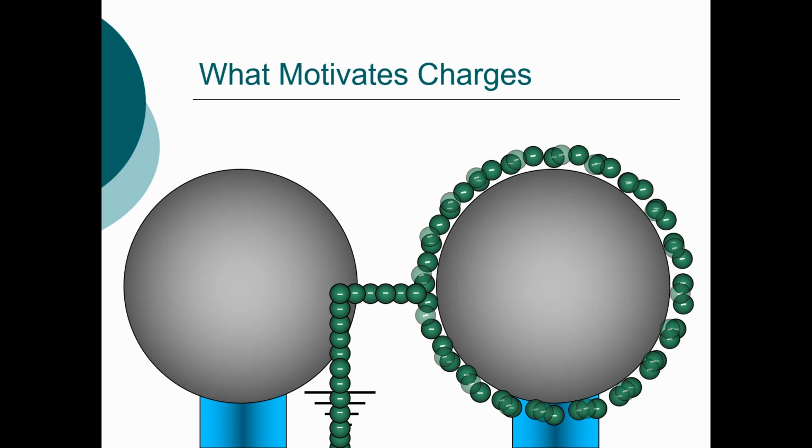The charges continue to flow as a spark to ground until their concentration on the right side ball falls below the threshold of spark creation, at which point the spark stops. This production of electrical force is the basis for voltage. As electrons gather on the right ball, voltage increases until it overcomes the resistance of the gap between the two balls, at which point the spark is generated.